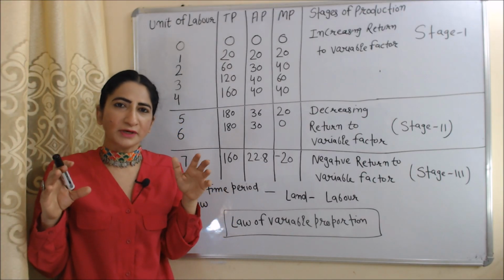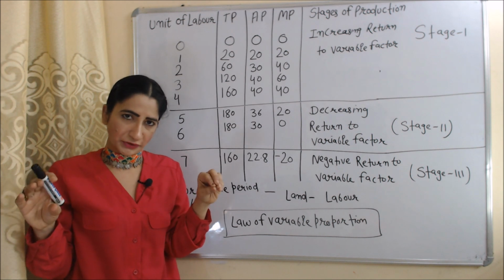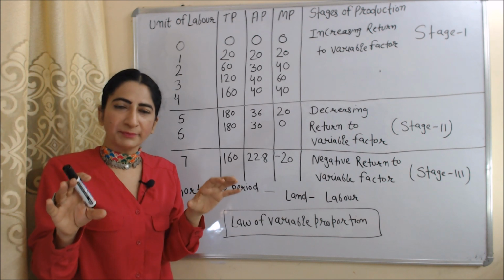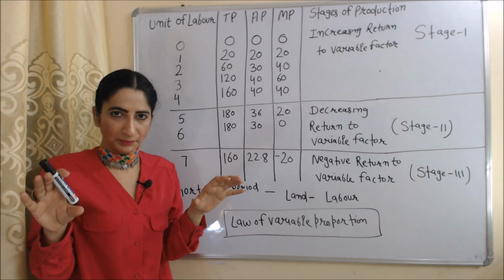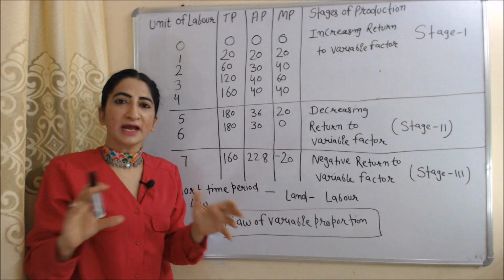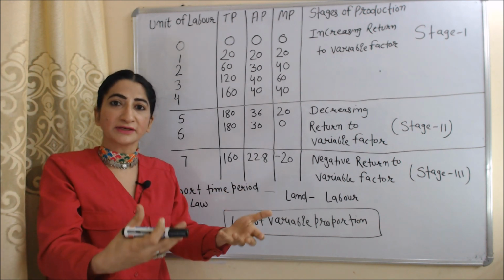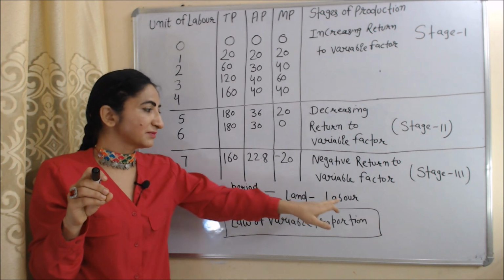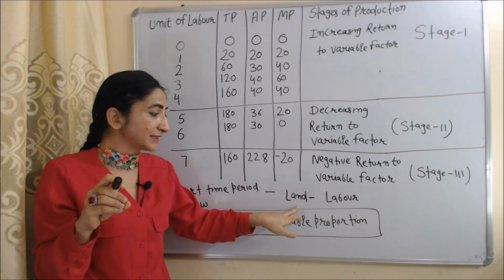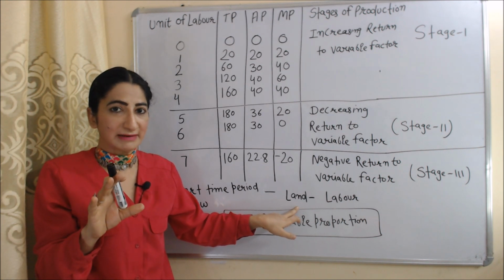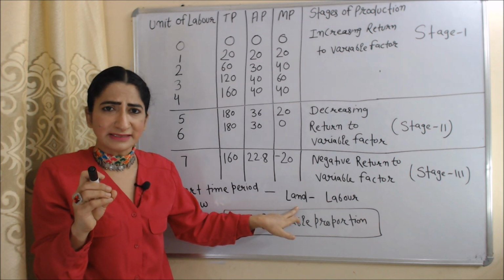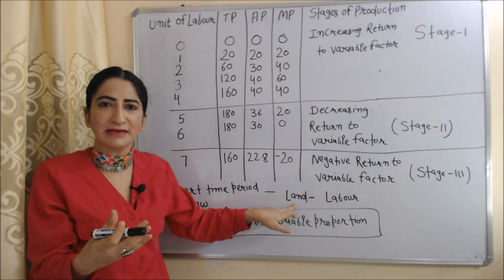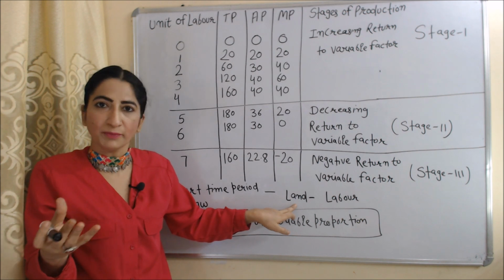Now we are going to talk about table of law of variable proportion. So what is law of variable proportion? Law of variable proportion is short time period law. And in short time period, we don't have so much time to change all factors of production. That's why in short time period, we can only change our variable factor labor, but cannot change our fixed factor land. And this law basically states that when we are applying more and more unit of labor on our fixed factor land, then how it will affect our production.